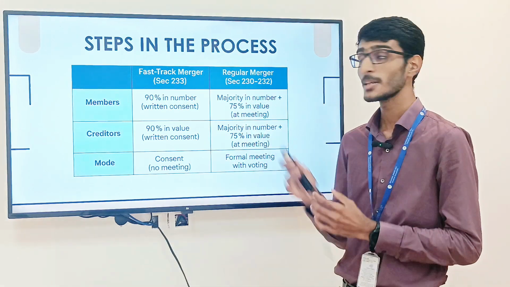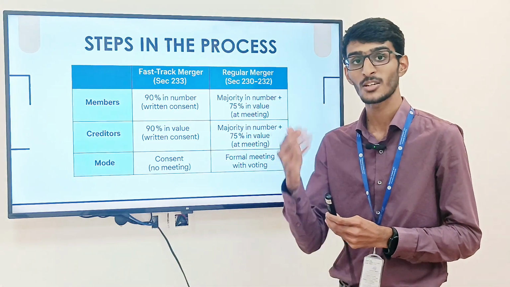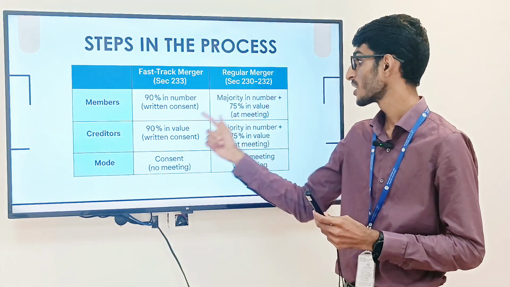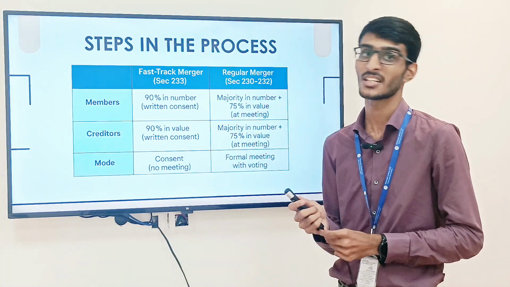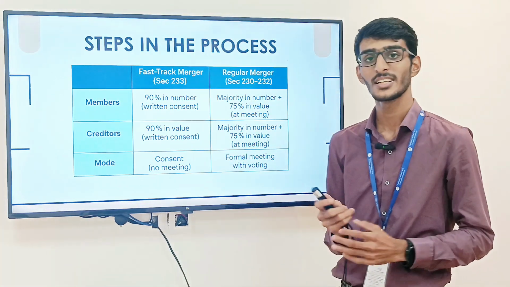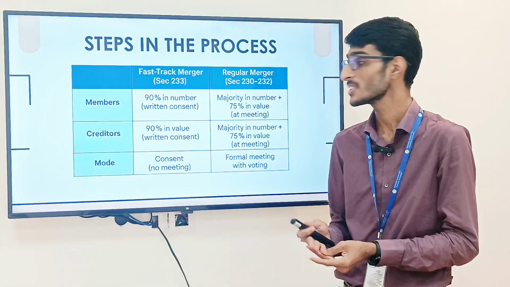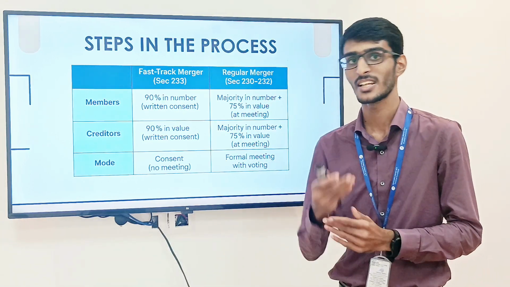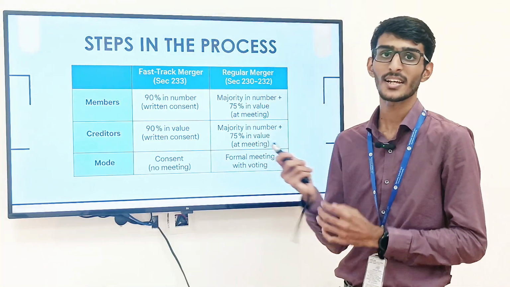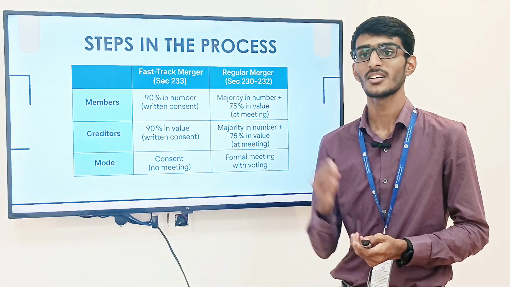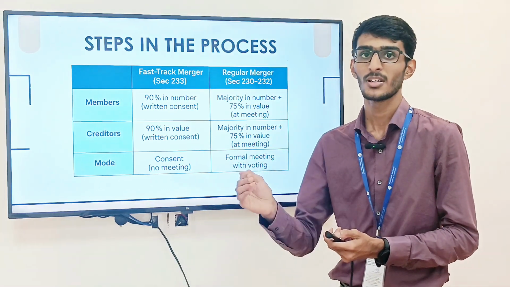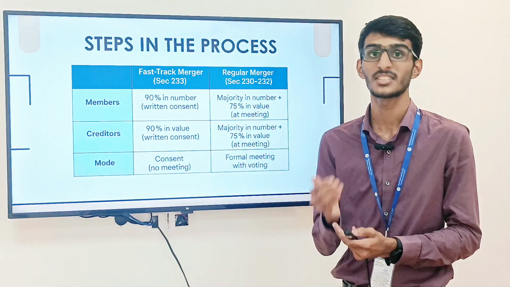If it is a fast-track merger, where small companies are applicable to do this, 90% in number, their approval is required. And here it is not through a meeting, it is through a written consent. There need not be a meeting which needs to take place. They just need a written consent saying that they are fine with it. As it is written consent, the approval limit is more. It is not 75% or majority, it is 90%.